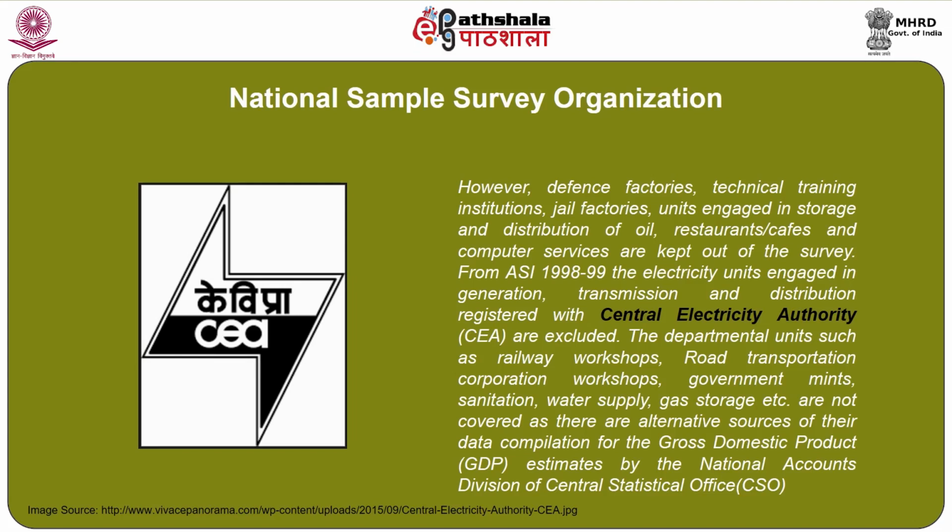From ASI 1998-99, the electricity units engaged in generation, transmission and distribution registered with the Central Electricity Authority (CEA) are excluded. The departmental units such as railway workshops, road transport corporation workshops, government mints, sanitation, water supply, gas storage, etc. are not covered, as there are alternative sources of data compilation for the gross domestic product (GDP) estimates by the National Accounts Division of the Central Statistical Office, that is CSO.